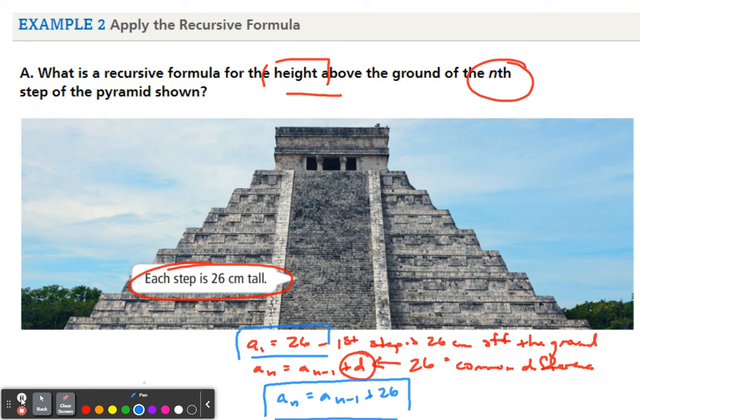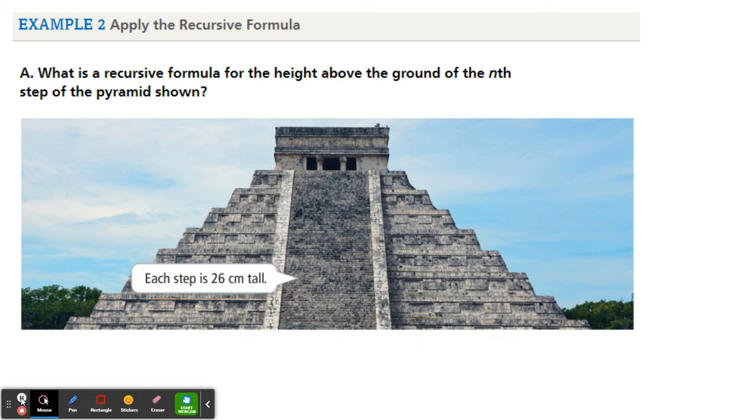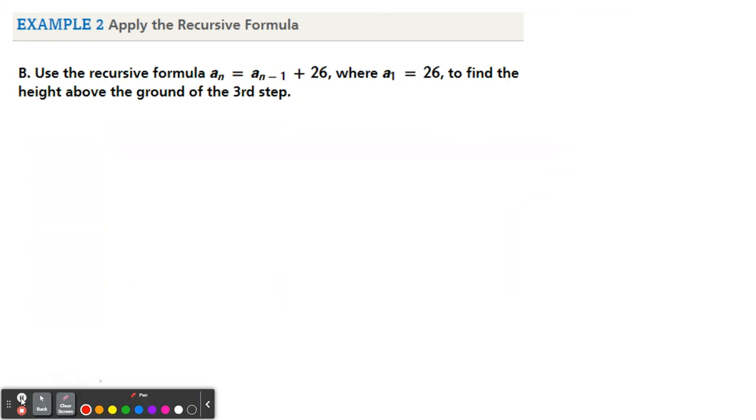Okay, so let's continue on to example 2b. I think it's going to use this formula now. It says, use the recursive formula a sub n equals a sub n minus 1 plus 26, where a sub 1 is 26, to find the height above the ground of the third step. We know that a sub 1 is 26. And a sub 2, if we use this formula, would be a sub 1, the previous term, plus 26. Well, that would be 26 plus 26, which is 52. This would be the height of the second step, 52.